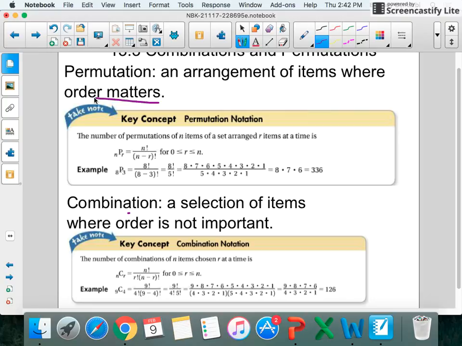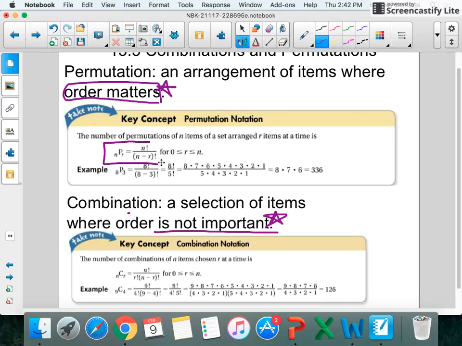And it's really important here that you remember that permutation goes with order matters, because in a combination, the order does not matter, or it's not important. So you need to make sure that you differ somehow on your notes there: permutation, order matters; combination, order does not matter. When we're doing our problems, we're going to have to differentiate between the two. And then here we have our formula.